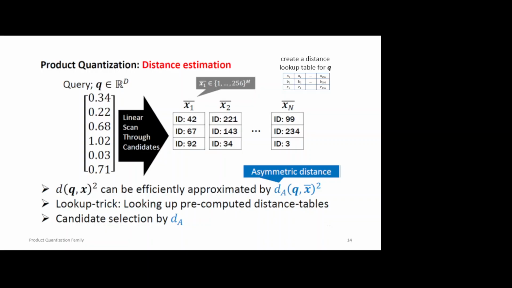We can calculate the distance between the first centroid, the second centroid, and so on until the 256th centroid, and the first segment of Q. And the distance is just a number, a real value. So we just store it here for each centroid.